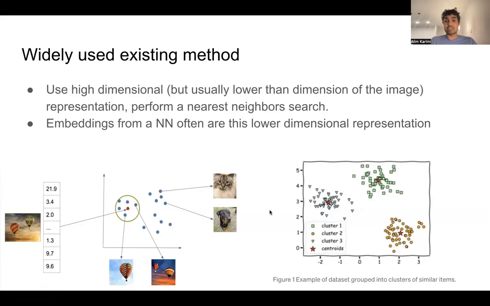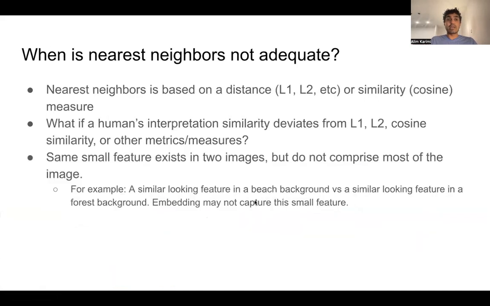this is done using k-nearest neighbors, where we cluster similar looking images together. But this requires some measure or metric like L1, L2 distance or cosine similarity. And if the human interpretation of what's similar differs from this metric, then we might need to look into some other solutions.